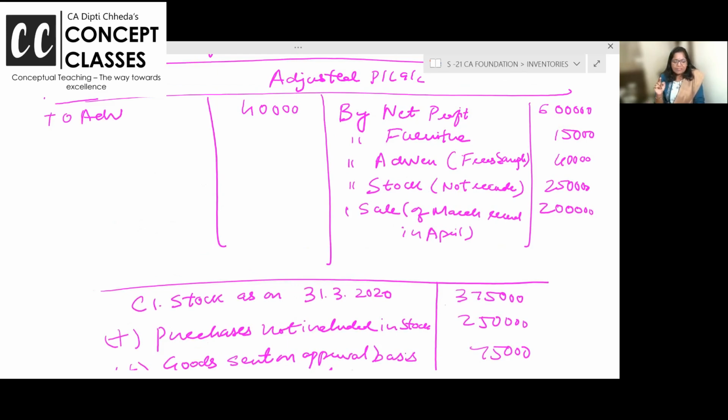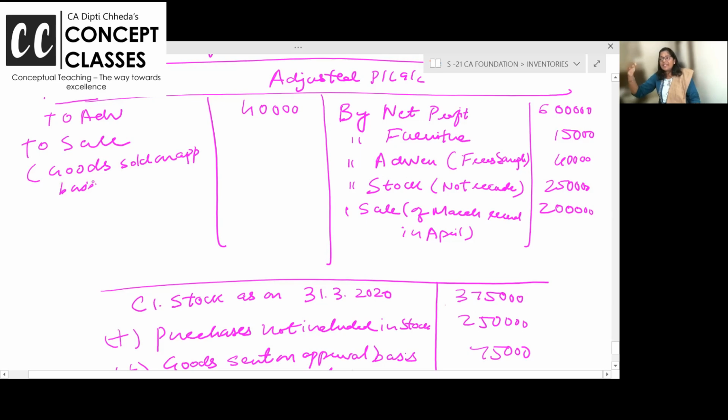Goods costing 75,000 were sent on approval basis with a profit margin of 33 1/3 on cost. Though approval was given in April, they were taken in March sales. So March ka sales, so you have to reverse, no? Yes. Goods sold on approval basis. You have treated it as sales. So higher the sales, higher the GP, higher the NP. अब sales को reverse कर दो, तो profit कम हो जाएगा.